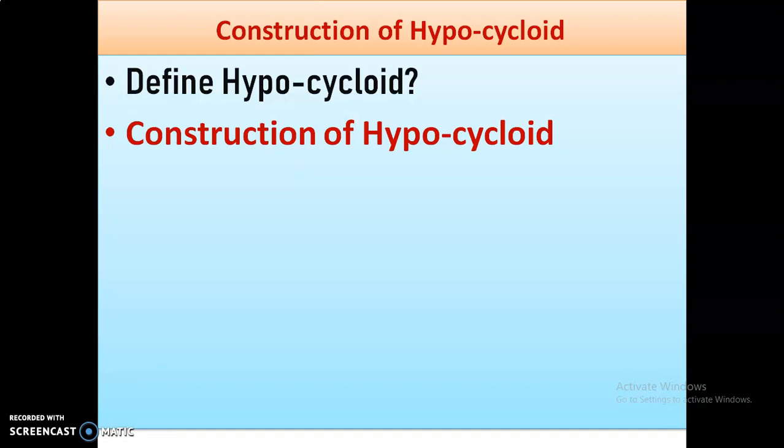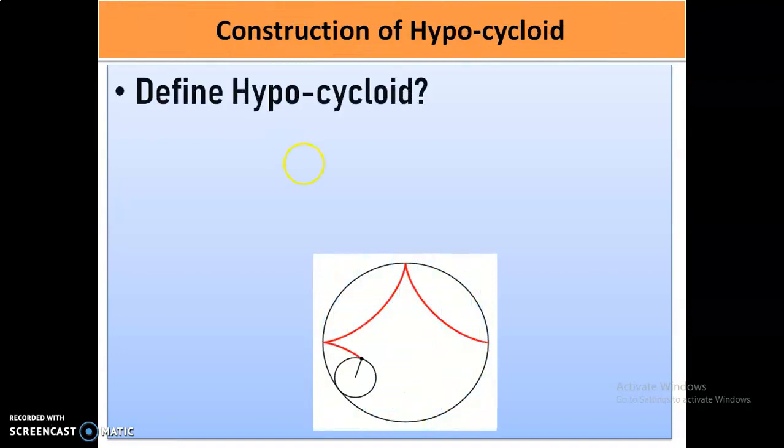We have already seen the definition of the hypocycloid in the last class. Once again, all of you listen. See how we can define hypocycloid. If you observe this figure, this is a base circle. In this base circle, we have a small circle. This small circle is rolling inside the base circle. Now it is forming one type of curve that is called hypocycloid.